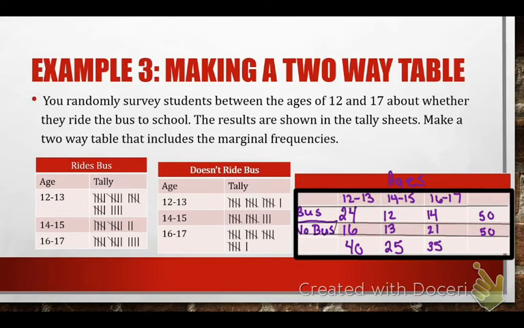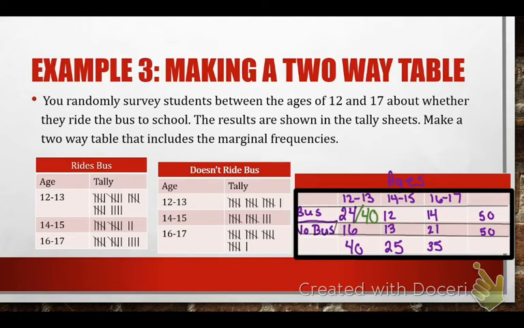24 divided by 40 is 0.6. What is that as a percentage? 60%. So what did I do? I did 24 divided by 40. I want you to plug in 60% down at that bottom table. 60% of the 12 to 13-year-olds rode the bus.